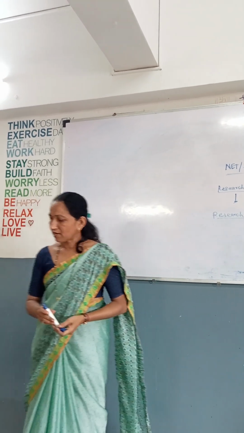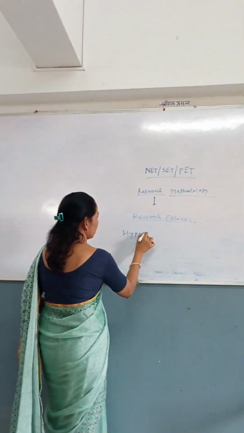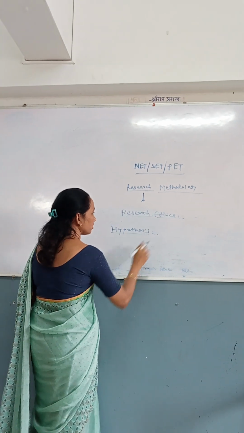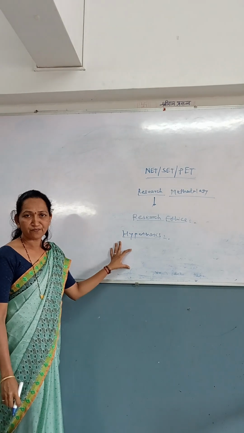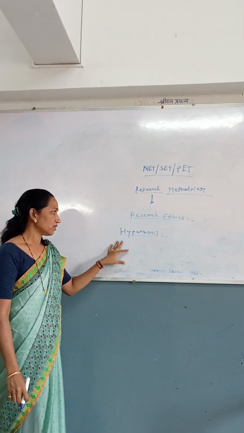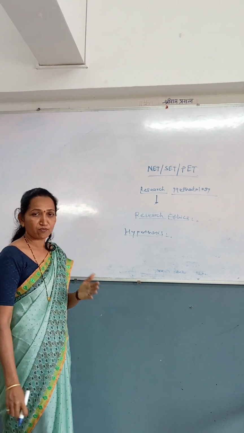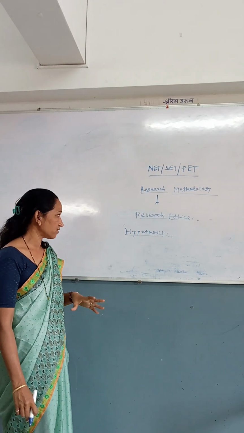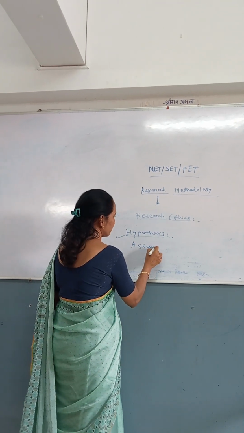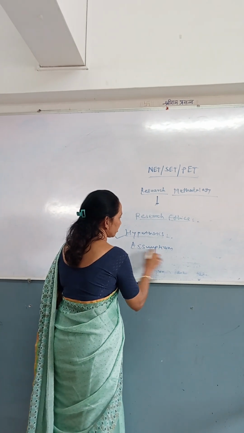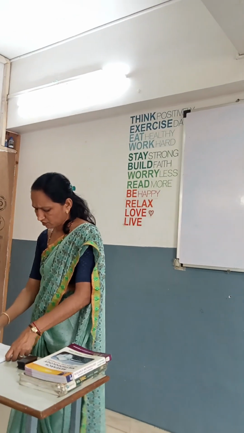Then hypothesis. Hypothesis is a tentative statement. Write down this definition of hypothesis: a tentative statement about a given problem is called a hypothesis. Then different types of hypothesis. That is the null hypothesis. It is called a zero hypothesis. It is accepted or rejected. That is also important here. Then assumptions are also important. Assumptions means the assumed statements. Remember all these different terms for this chapter.